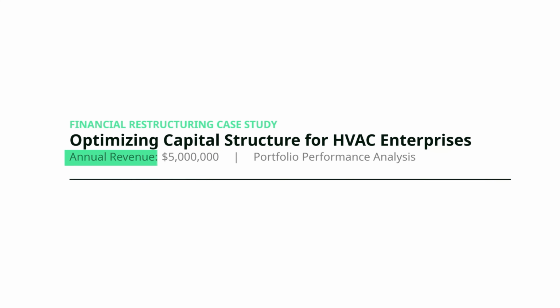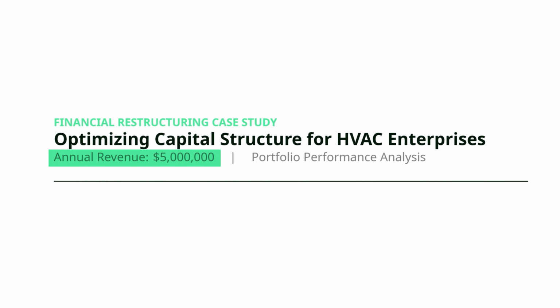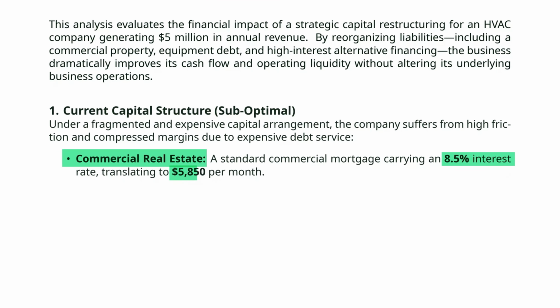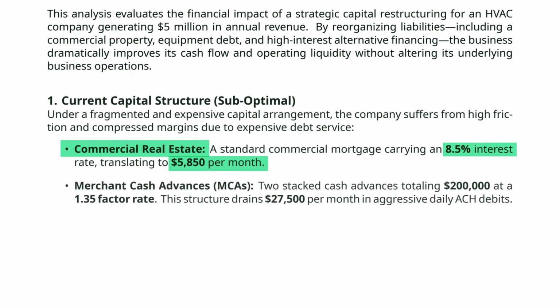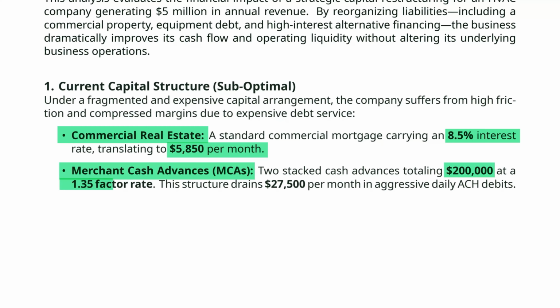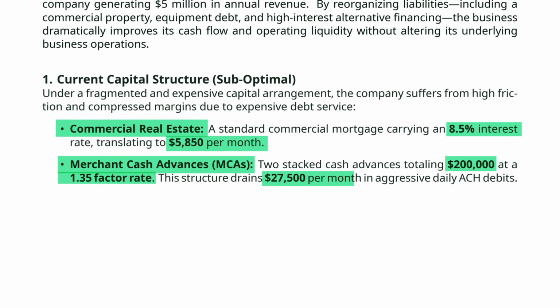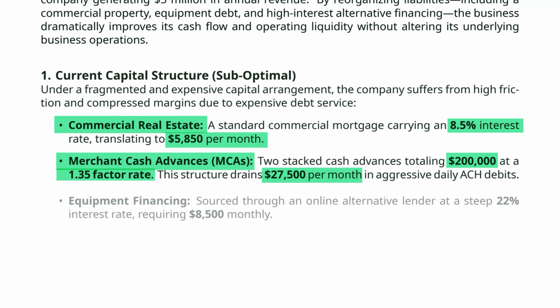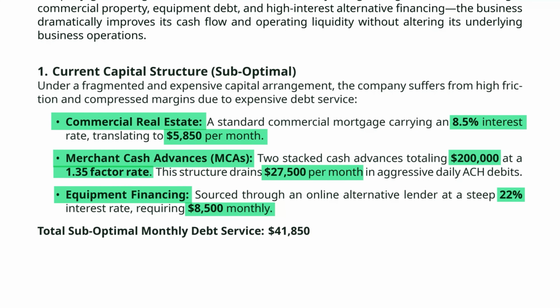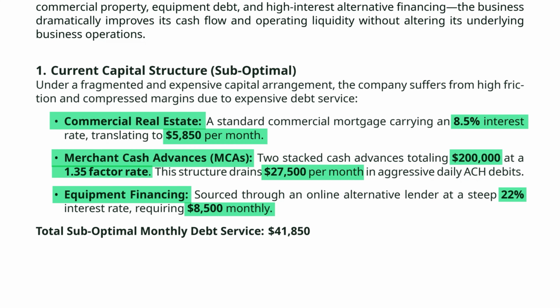So if you have an HVAC company doing about $5 million a year, you have a commercial building, equipment on the books, and a home with equity in it, under bad capital structure, the numbers will look something like this. The commercial mortgage on that building is running 8.5%, about $5,850 a month. On top of that, two stacked cash advances totaling $200,000 at a 1.35 factor rate are pulling $27,500 a month in daily ACH debits, and the equipment is financed through an online lender at 22%, another $8,500 a month. Add all of that up, and total monthly debt service hits $41,850.